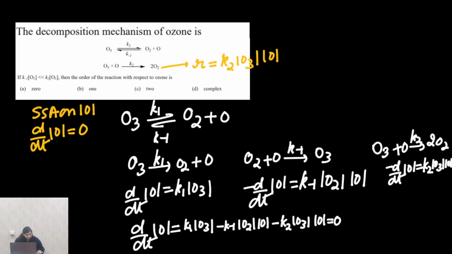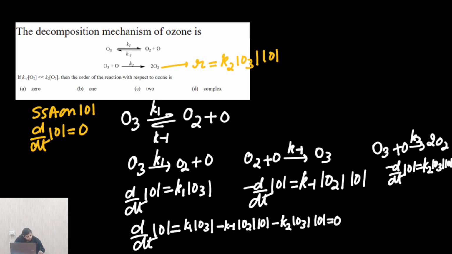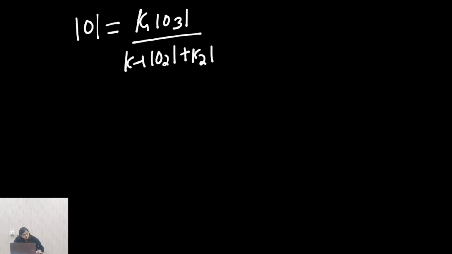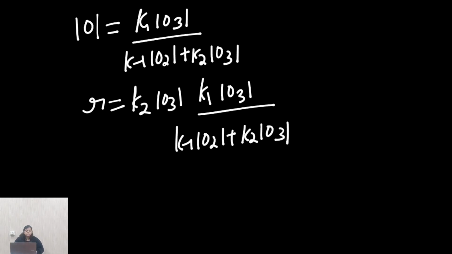So from here the O's value we can find out. This is going to be equal to K1 times O3 upon K inverse O2 plus K2 times O3. So the rate expression will become K2 times O3 into the O's concentration, which was K1 times O3 upon K inverse O2 plus K2 times O3. So this is what we are getting.